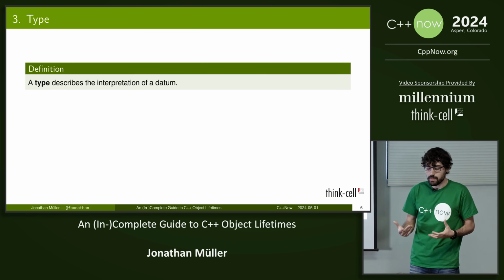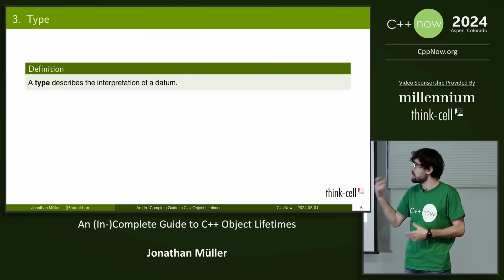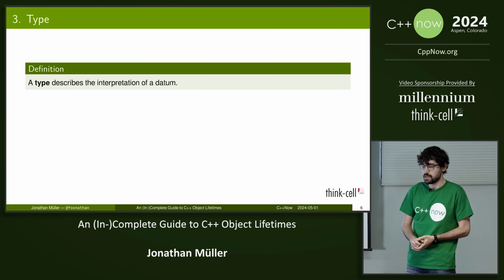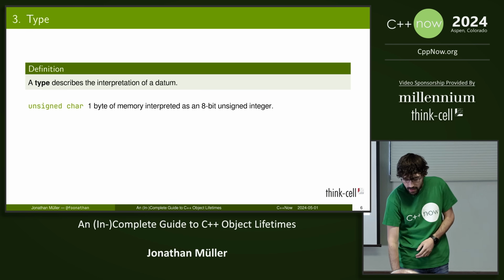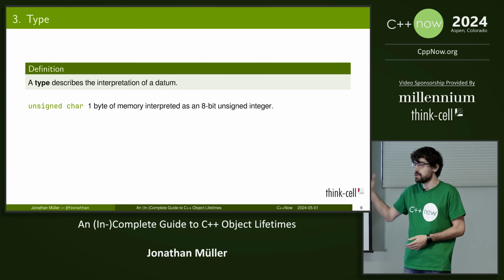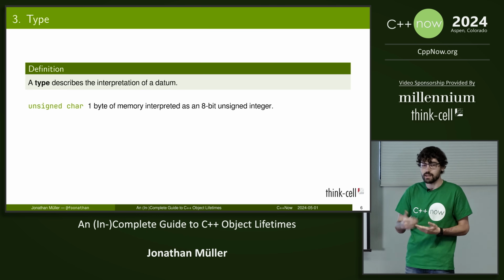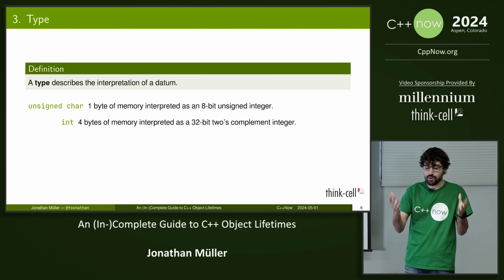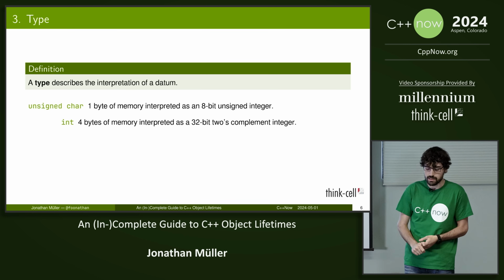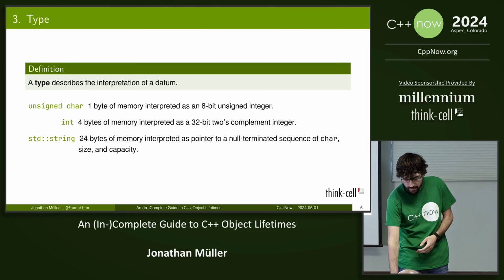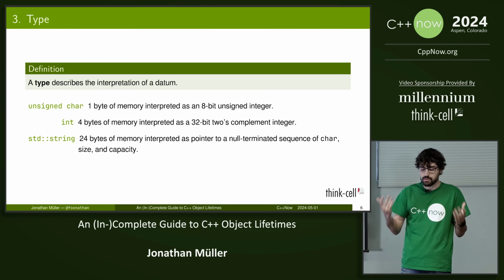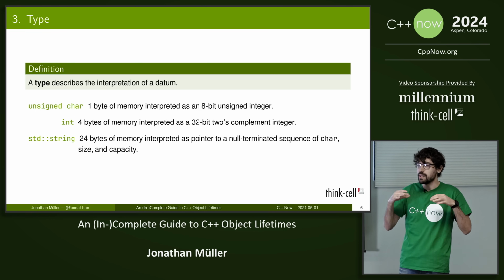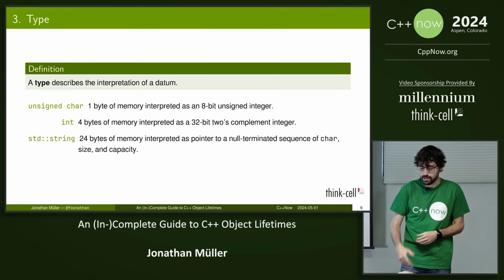So, and now a type. Well, a type simply describes the interpretation of a datum. So a type is essentially a mapping of bits to their interpretation. So for example, we can have the type unsigned char, which is 1 byte of memory, and we interpret it directly as an 8-bit unsigned integer. Or we could have an int where we take 4 bytes and we interpret them as a signed 32-bit 2's complement integer. A std::string is more complex, so we've got 24 bytes and the first 8, then we've got a pointer to some other memory and so on. So a type just describes how to interpret the data.